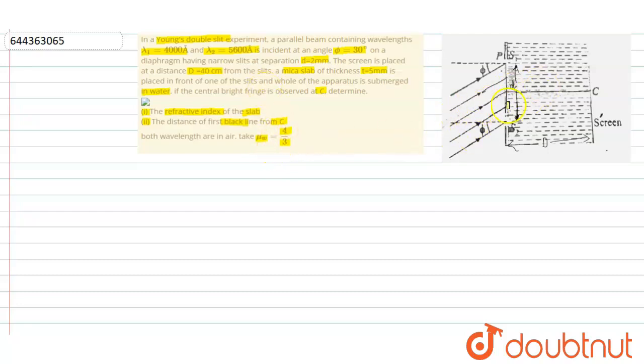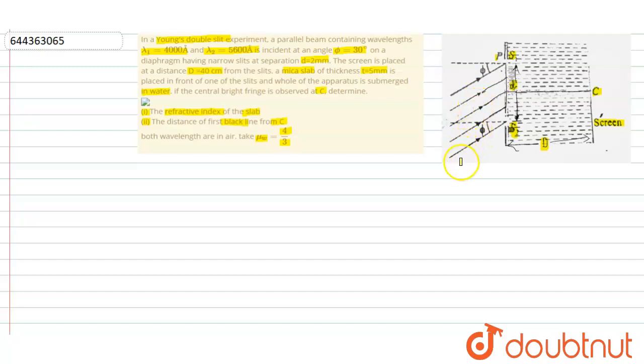And the diagram is given, that is Young's double slit experiment where the whole apparatus is submerged in water. S1 is slit 1 and S2 is slit 2, small d is the distance between the slits and capital D is the distance between slit and screen, and point C is the point where the central bright fringe is observed, and phi is the incident angle.